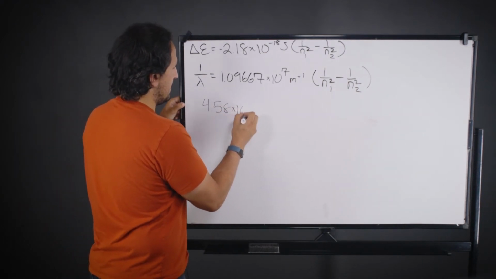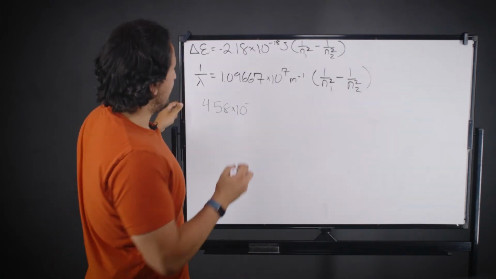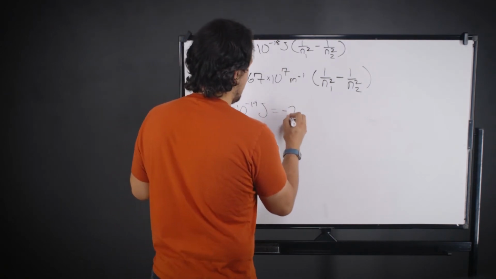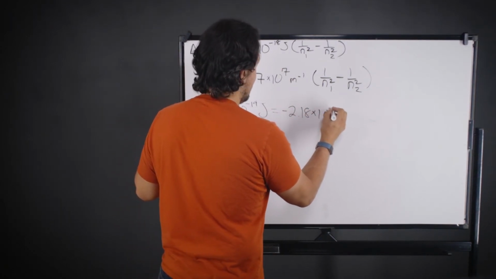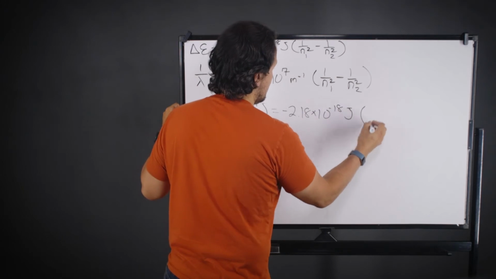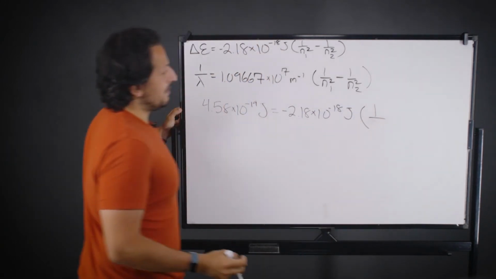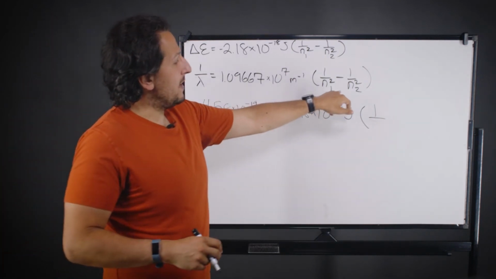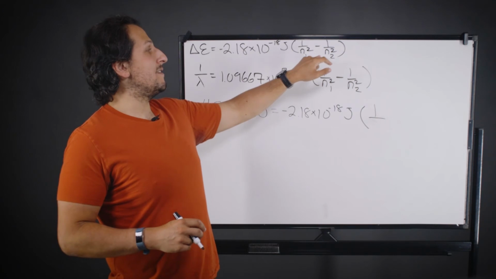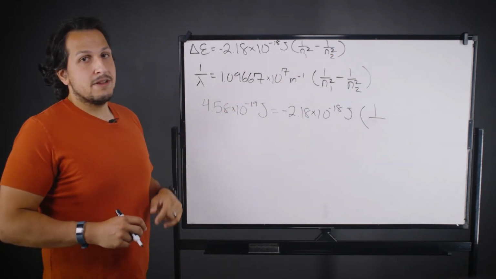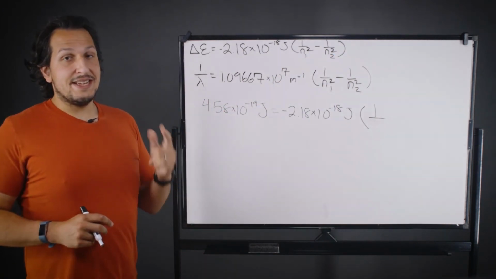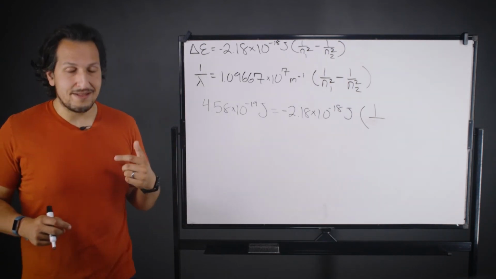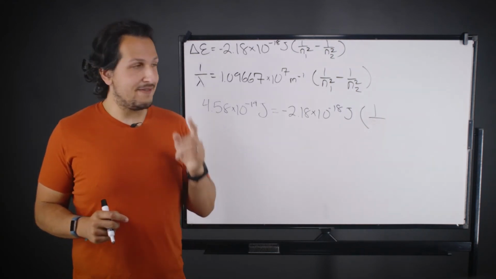So we put in 4.58 times 10 to the -19, yeah, joules. And that's equal to -2.18 times 10 to the -18 joules times 1 over, and now here's the other thing. Where do we put this 2? So this was low and high, but this is final minus initial. We don't know what the final energy level is. We know what the initial energy level is.